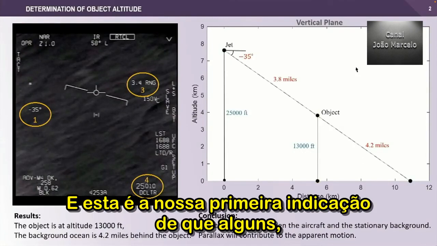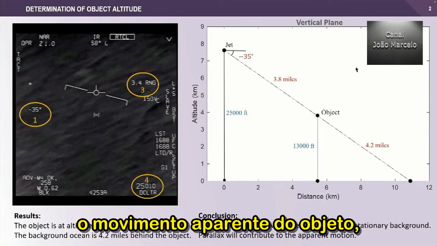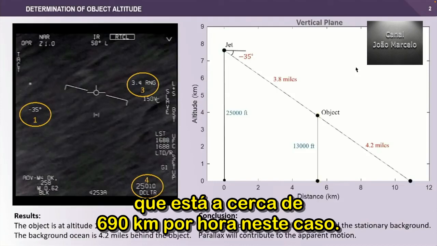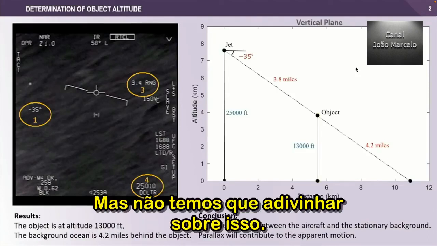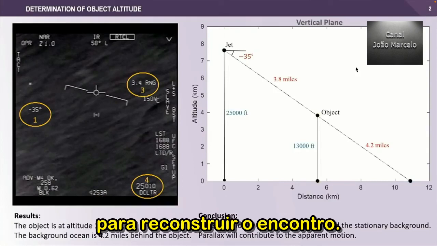And this is our first indication that some or most of the motion that we observe, the apparent motion of the object, is in fact due to the rapid motion of the sensing platform, which is about 430 miles per hour in this case. But we don't have to guess about this. We have enough information on this display to actually reconstruct the encounter.